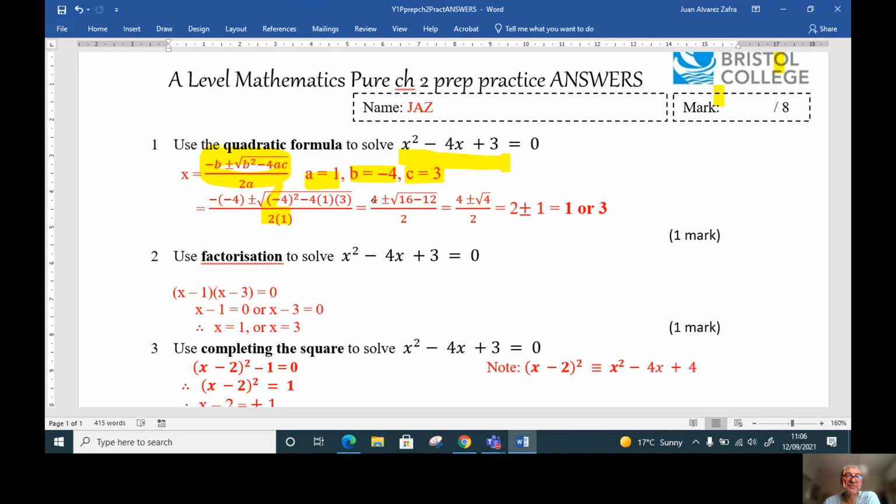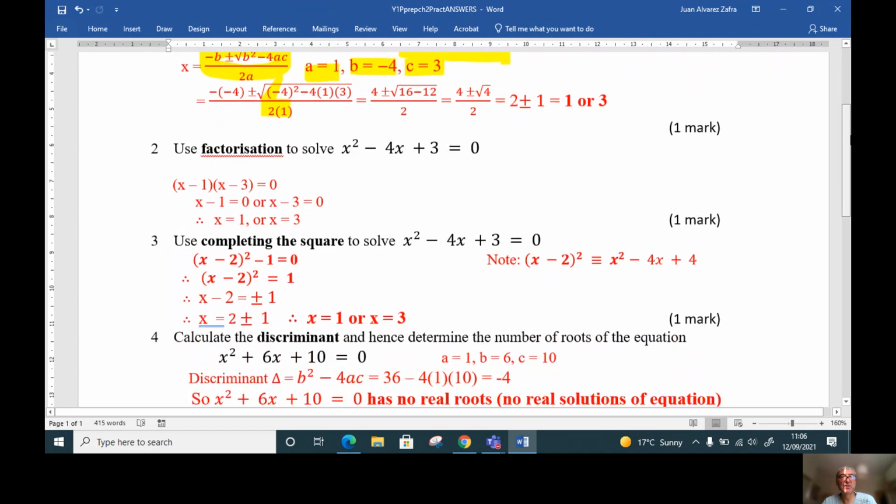And so we get that x is 4 plus or minus the square root of 16 minus 12 over 2 times 1, which is 2. Simplifying that, we get 4 plus or minus the square root of 4 over 2, which is 4 plus or minus 2 over 2. And 4 over 2 is 2, and 2 over 2 is 1. So we get 2 plus or minus 1, which is 1 or 3. Okay, so that's question 1.